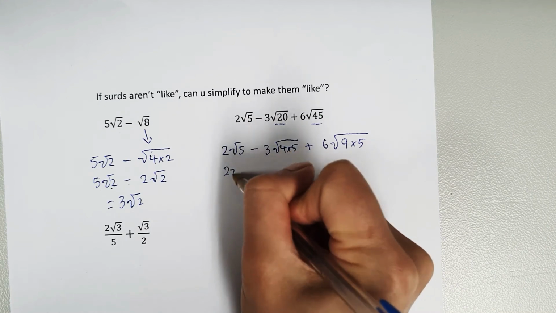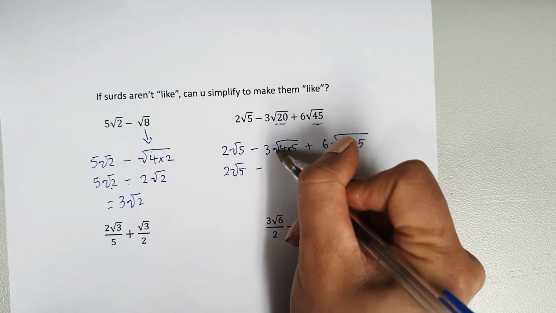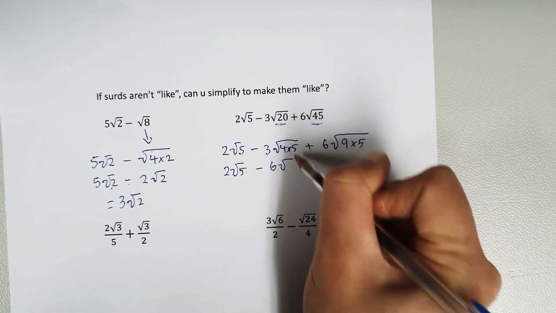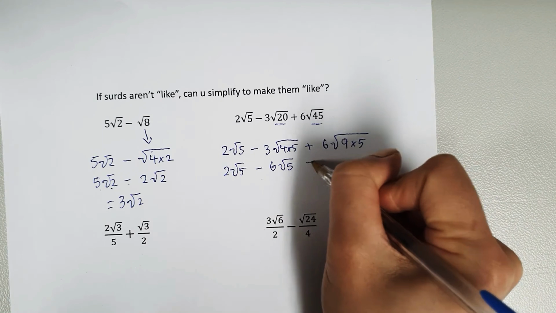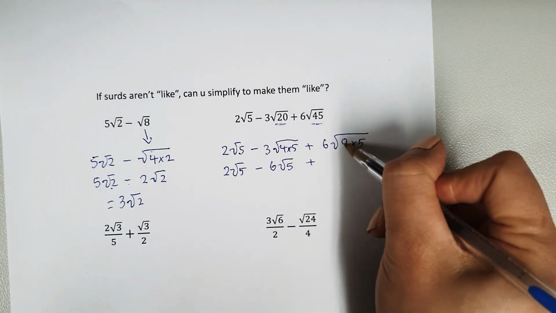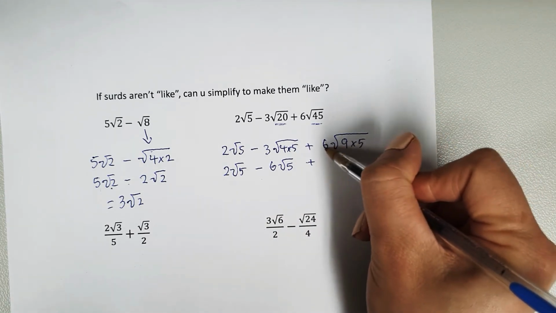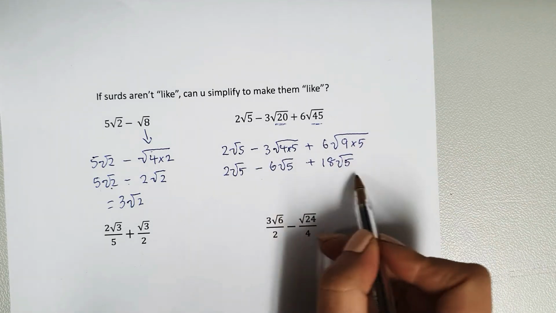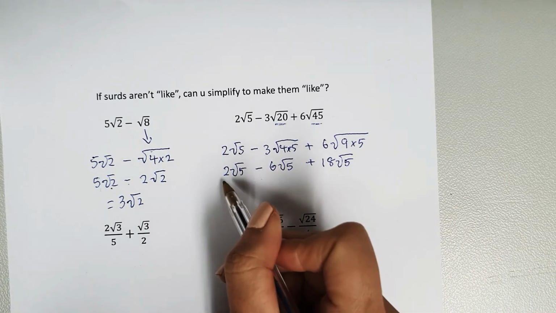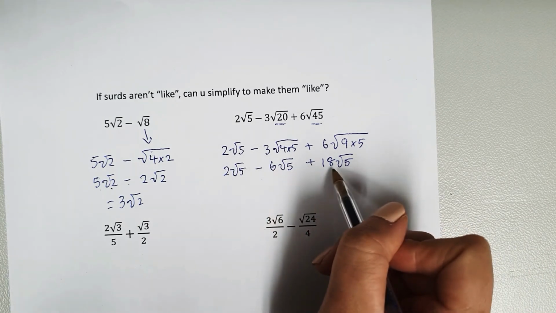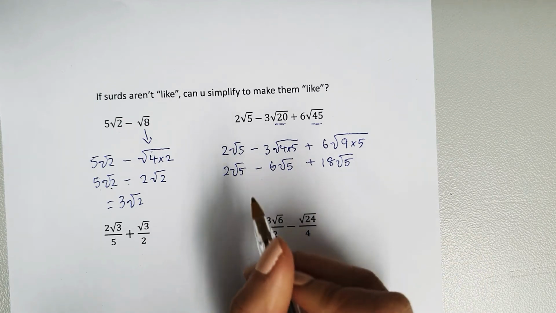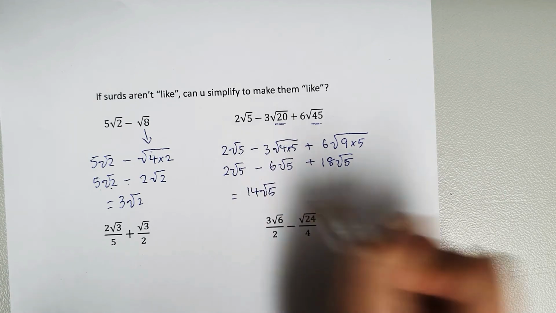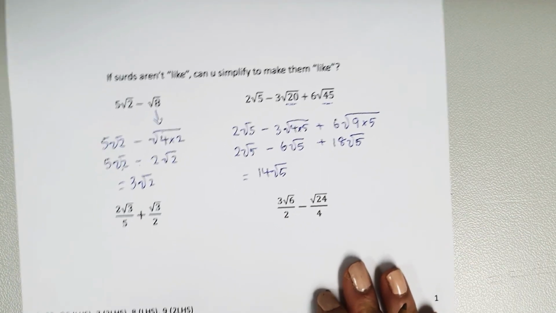So now we write 2 root 5 minus, now square root of 4 becomes 2. 2 times 3 is 6, and we still have the 5 inside the square root, plus the square root of 9 is 3, so 3 times what's outside, 6, is going to be 18 root 5, and now we have all like surds. So we go 2 take away 6 plus 18, that is going to give us 14 root 5, and that will be our final answer. And we can do that again over here.